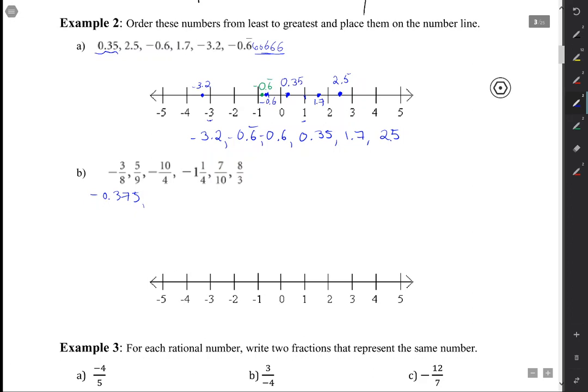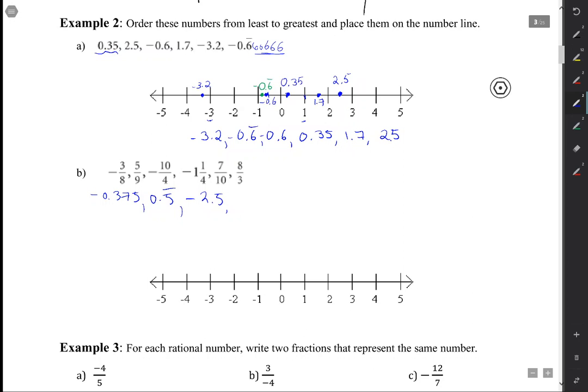And make sure that's negative. And then we have 5/9, so I'm going to put 5 divided by 9, and I get 0.5 repeated. Then we have negative 10 over 4, so I'm going to put 10 divided by 4 is 2.5, and don't forget that negative sign, so negative 2.5.